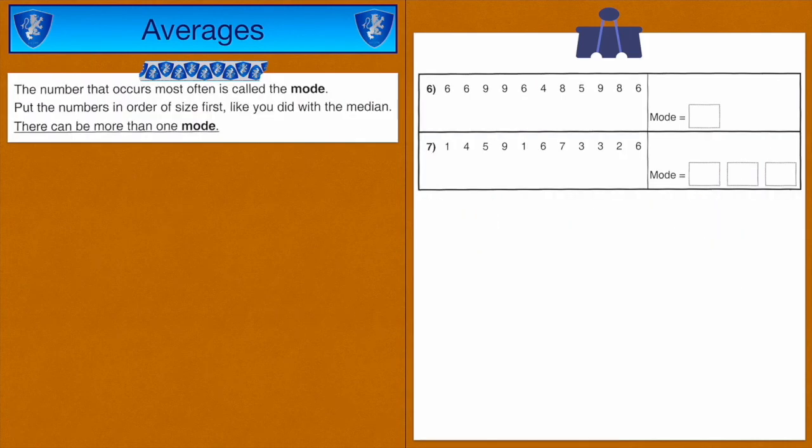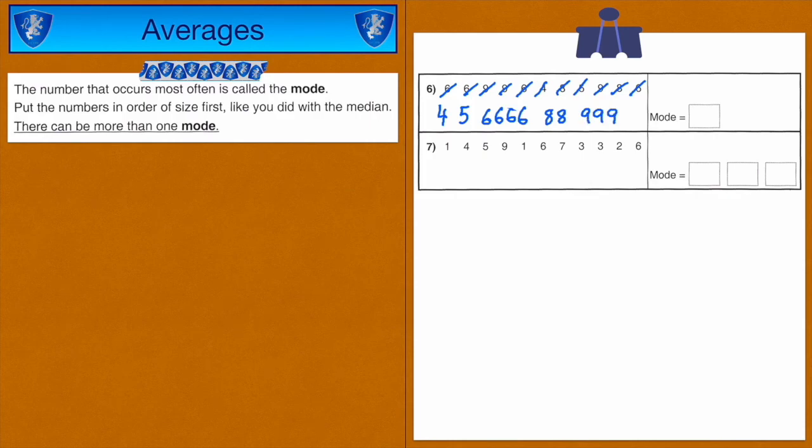Now the next one's called the mode, and the mode is the one you've got the most of. Now the best way to do this is to start the same way as you did with the median and write out your numbers in order of size. So if we have a look here, we've got a 4, then we've got a 5. Now we've got 1, 2, 3, 4 6s. Now I'm going to group those together so I can see what I've got here. We've got 2 8s, I'll group those together, and we've got 1, 2, 3 9s.